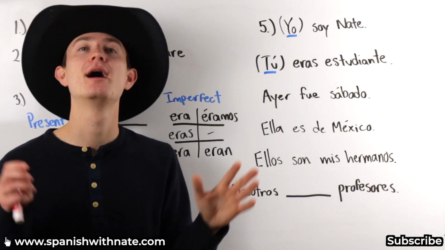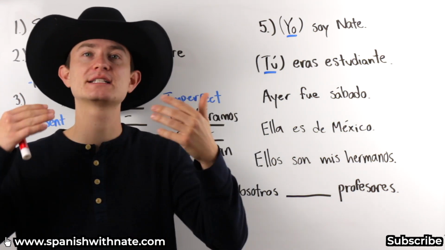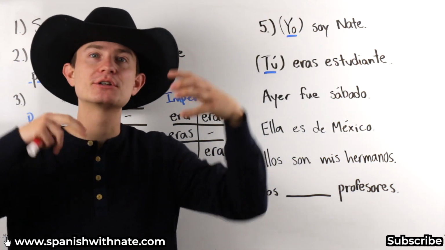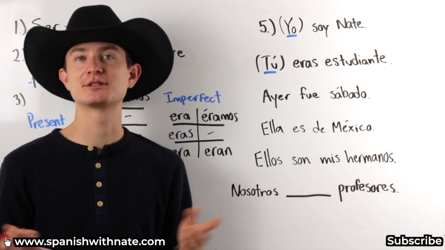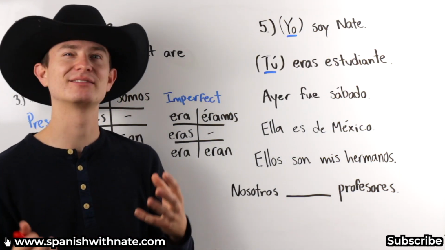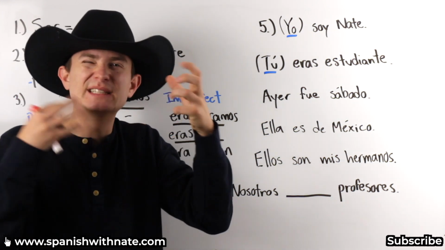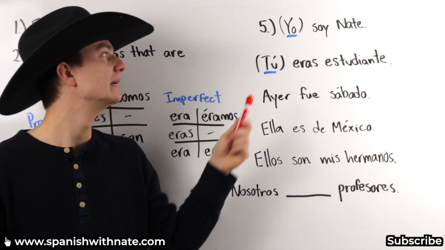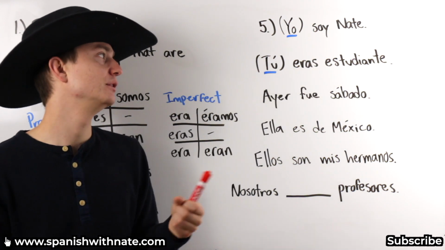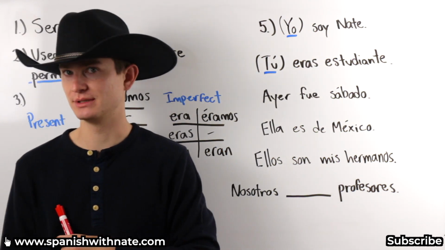It can get a little confusing, but I promise you, the more you're listening to Spanish, the more you're immersing yourself in the language, the more this is going to make sense to you, and it will be less grayish. Okay? All right, so tú eras estudiante. You were a student. You used to be a student.